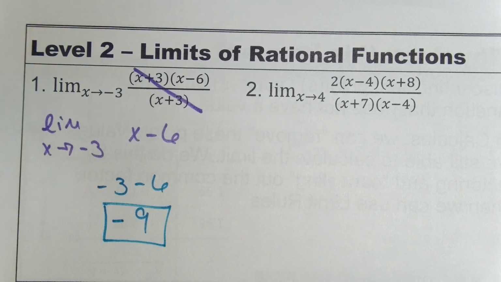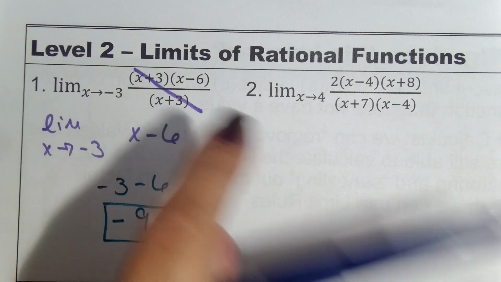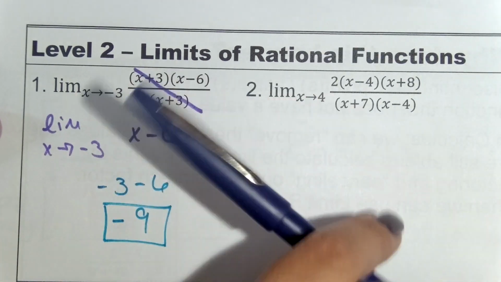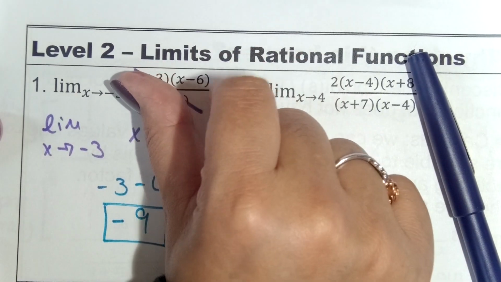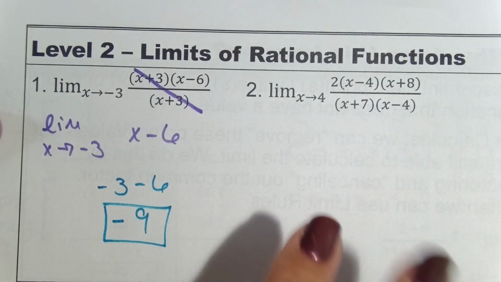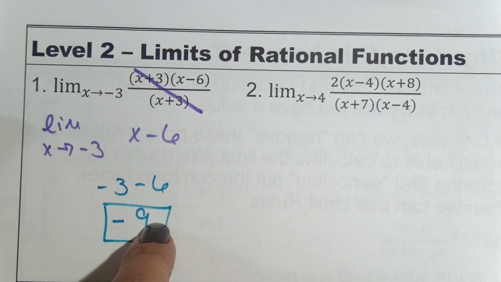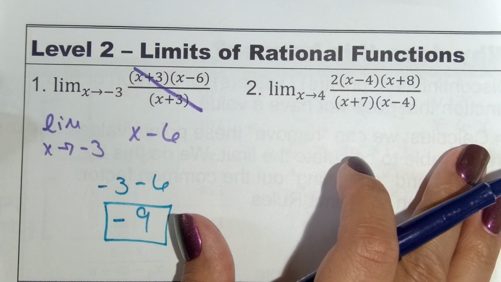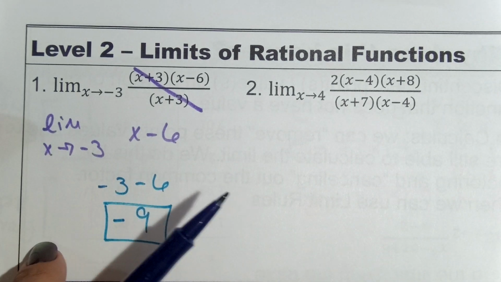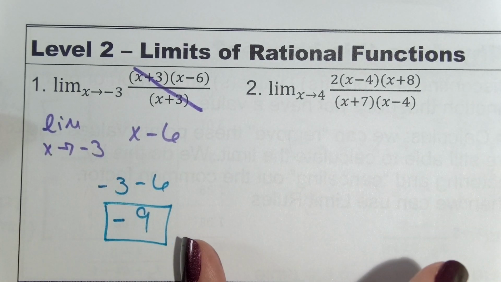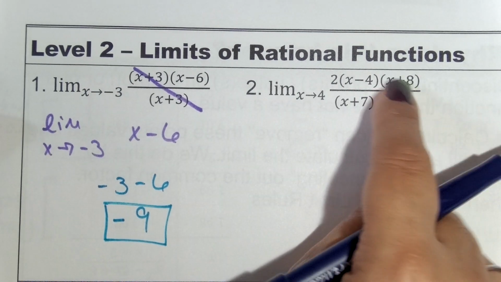Questions? Are we sure? Some of us look confused. Some of us are sleeping. You don't put the f of x in there? Well, I canceled out the x plus 3, so I rewrote it to just be x minus 6. So then my final answer would be negative 9. Okay? So if you did the limit as x approaches negative 3 of f of x, that's fine. Okay? All right, let's look at number 2.